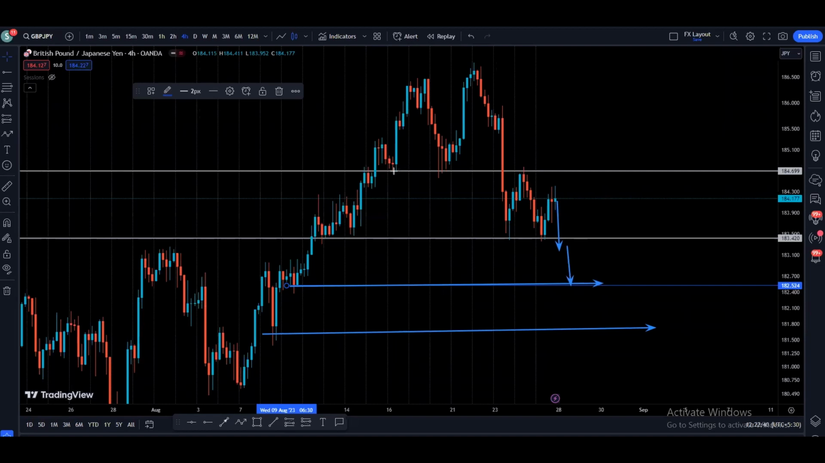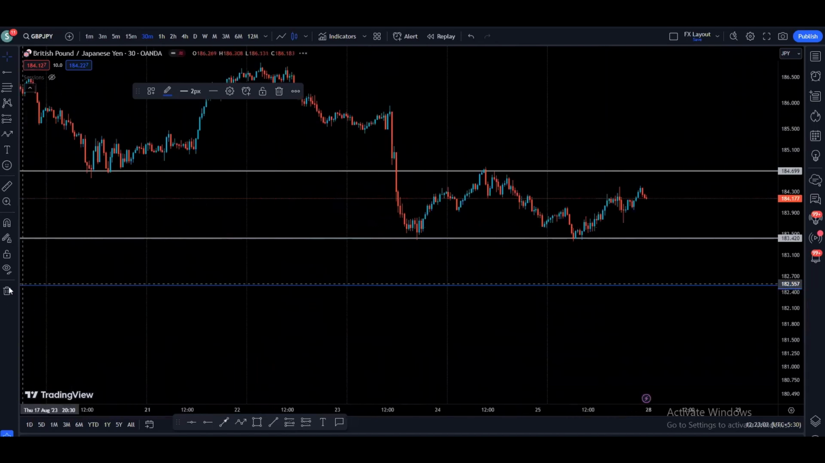At the same time, we can see that it is an area which acted as support and resistance in the past. So if we get a 4-hour candle close above this resistance, we have a pretty clean range on the left hand side. So we have potential to come until this resistance and maybe this resistance. So that is something on the 4-hour time frame. Now let's go to the 30-minute time frame to find more details.